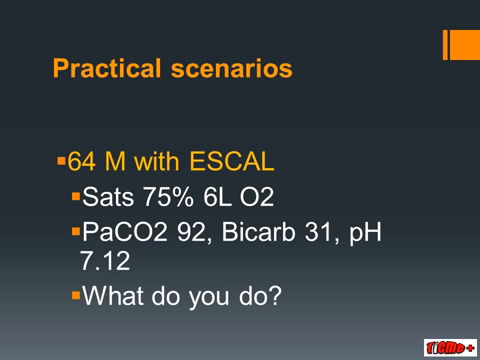Okay, so we've looked at NIV and CPAP. Let's do some practical scenarios to reinforce what we've learned. Start with a 64-year-old man with end-stage COPD. His SATs are 75% on 6 litres of oxygen. You do a blood gas and you see that there is a significant respiratory acidosis. The bicarb's 31, so you think this patient probably has chronic hypercapnia with an acute exacerbation. What do you do?